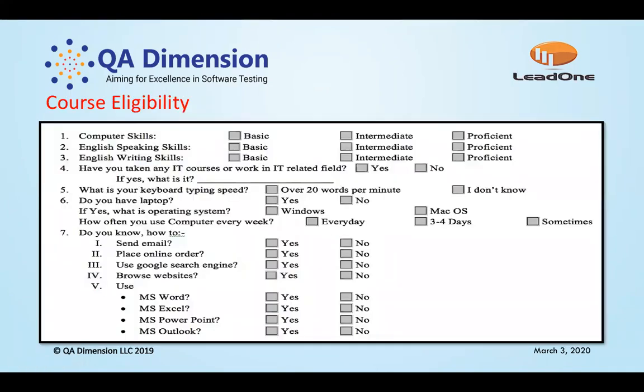So this is just course eligibility. This is something I gave my previous batch of students because I wanted to know their assessment, whether your computer skills are basic, intermediate, or proficient. It doesn't matter if it's basic or intermediate, because as part of this course, you have to put in a little bit of effort. Let's say you are lacking in basic computer skills. Nowadays, if you Google something, you will get to see a lot of things.